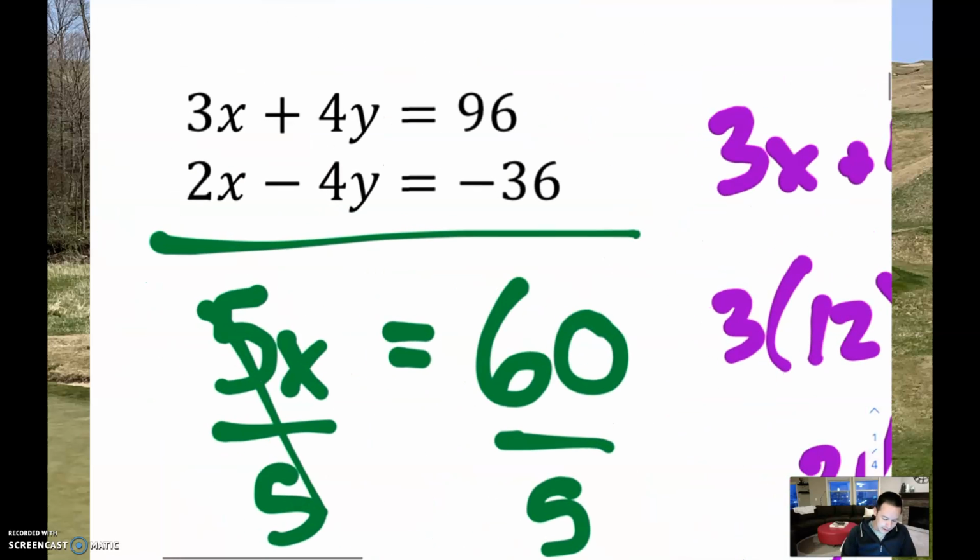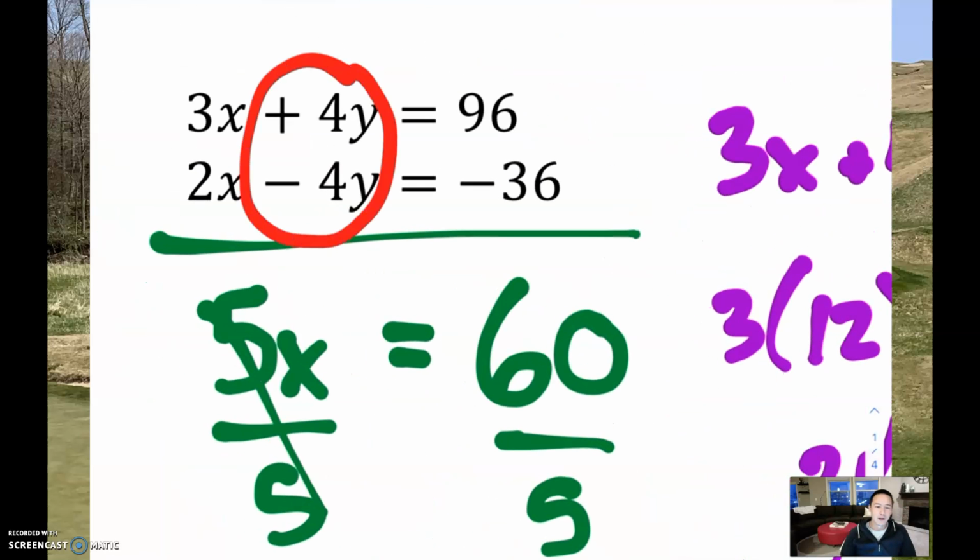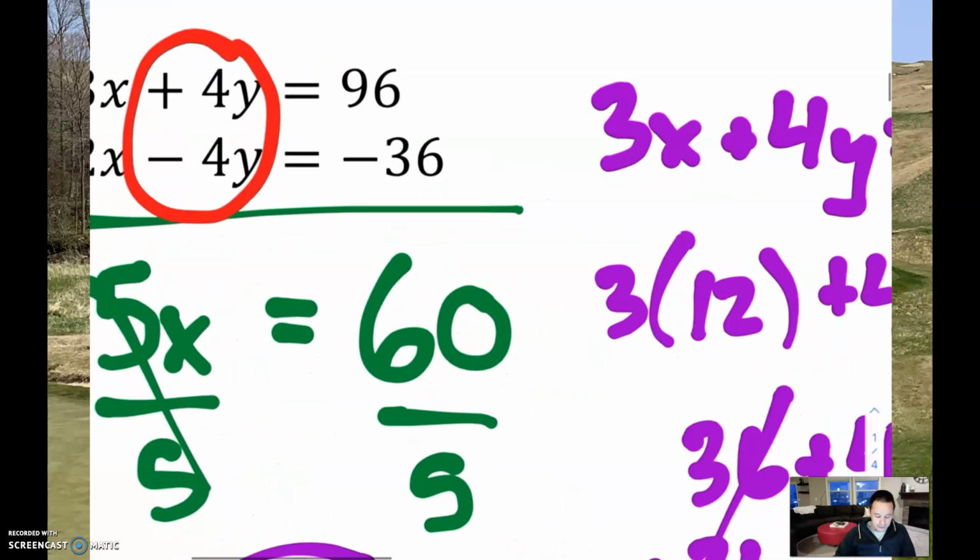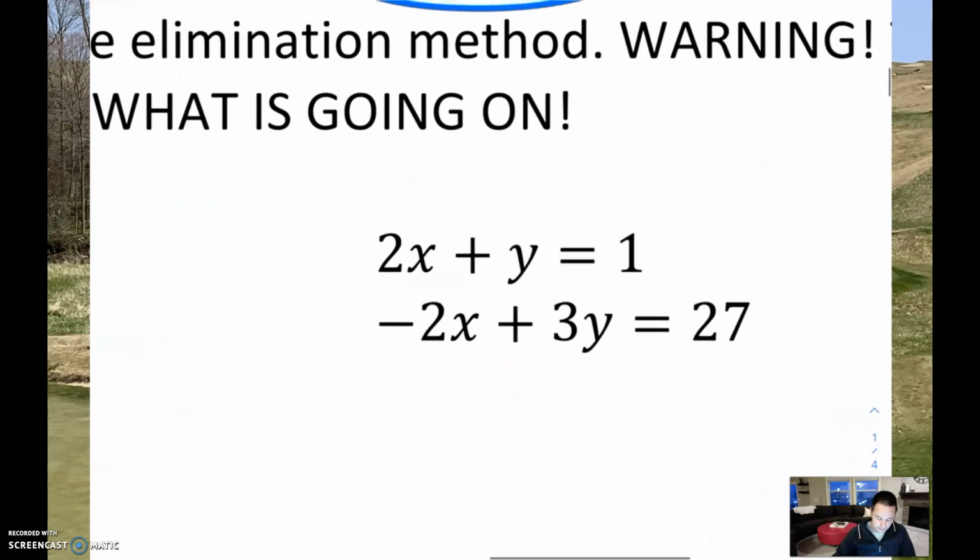And this is what you have to see in order to eliminate it. One of them being positive, one of them being negative, with the exact same number in front. So 4y and negative 4y, they canceled each other out. Let's do one more together.